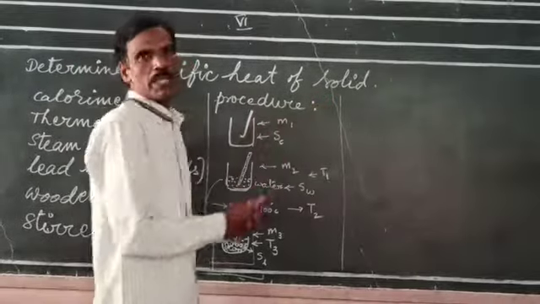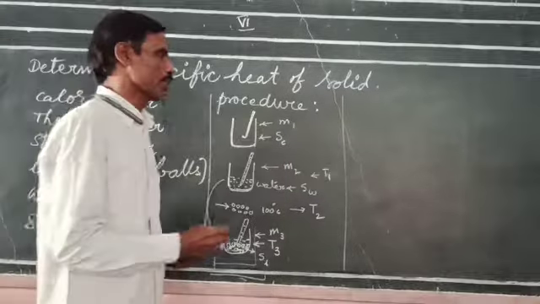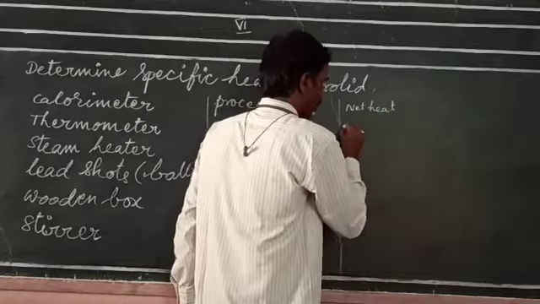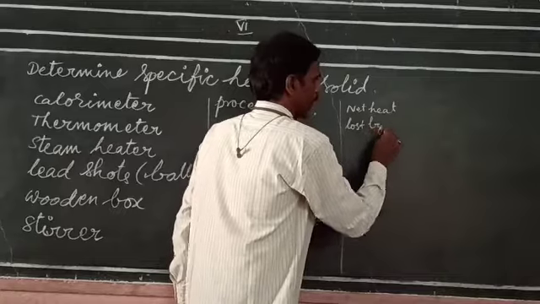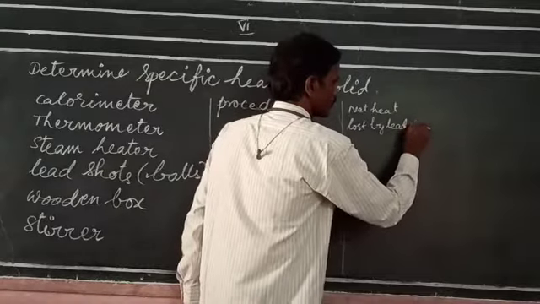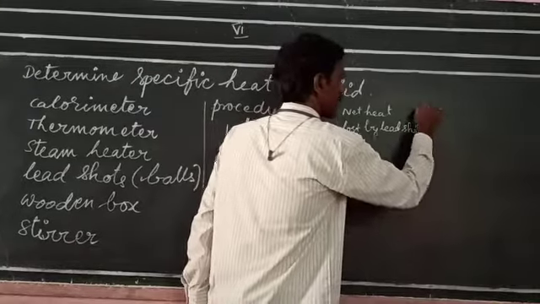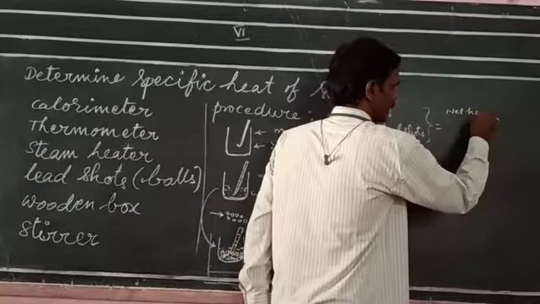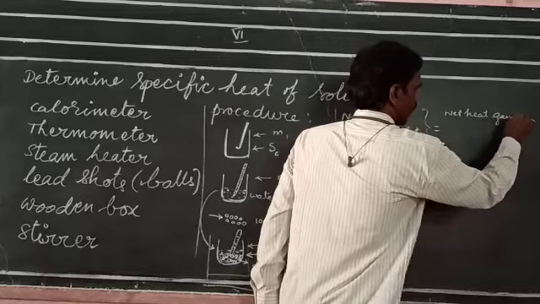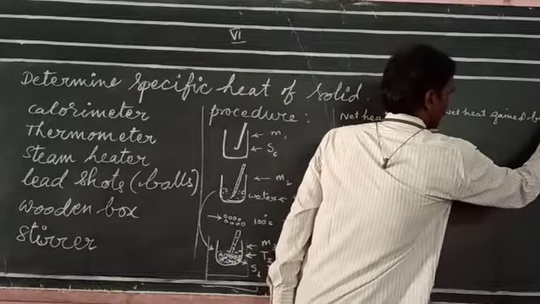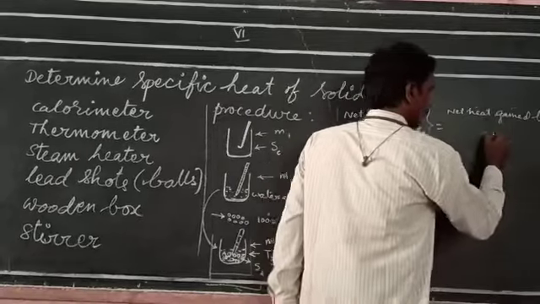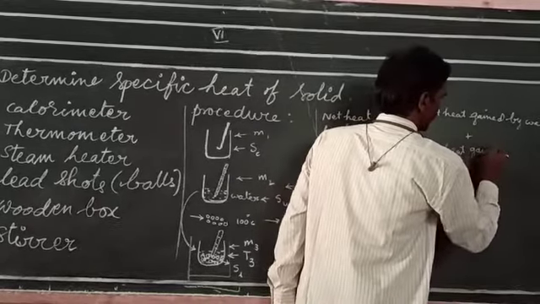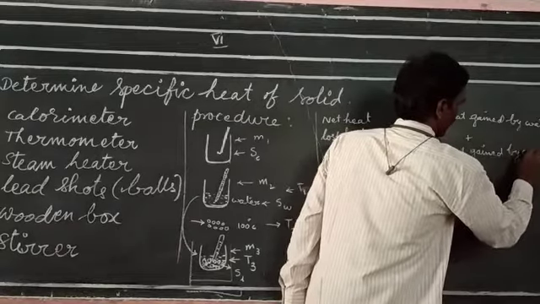So now we use the principle of method of mixtures. According to the principle of method of mixtures in this experiment, net heat lost by lead shots is equal to net heat gained by water plus net heat gained by calorimeter.